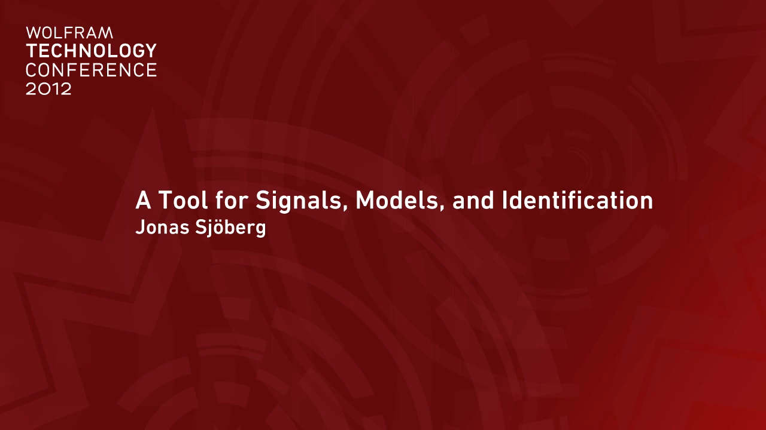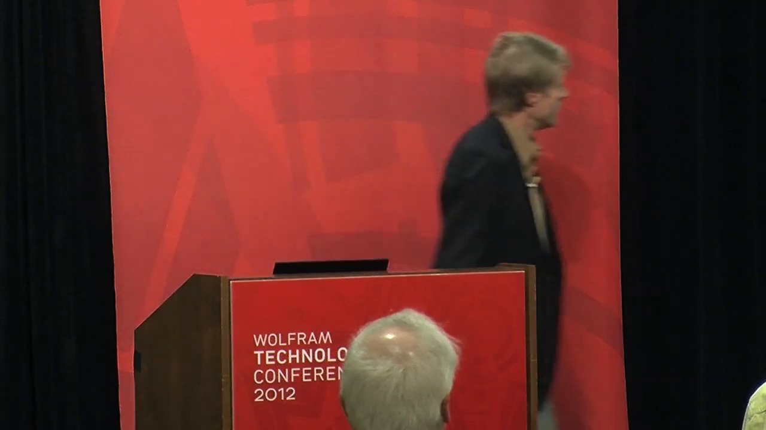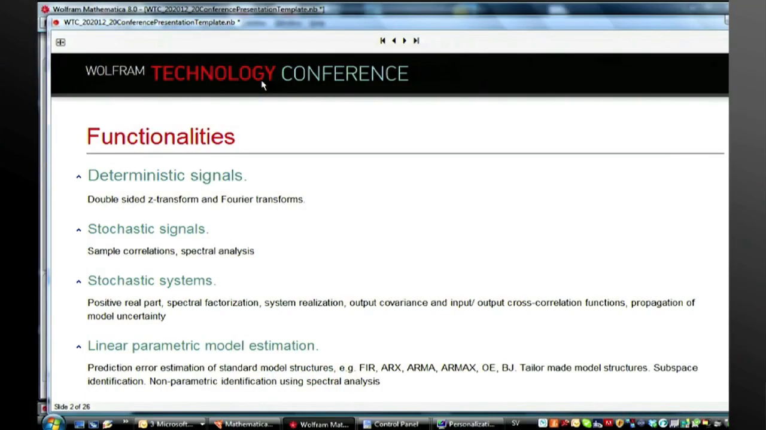Signals, models, and identification. So we cover signal processing, we cover identification, basically. Some motivations, I think I covered that more or less. Data objects, we try to think and design this so it should be easy to use for the user. Objects, for example, a set object, that's an object in the zeta domain. We handle deterministic signals and deterministic systems, but also stochastic.